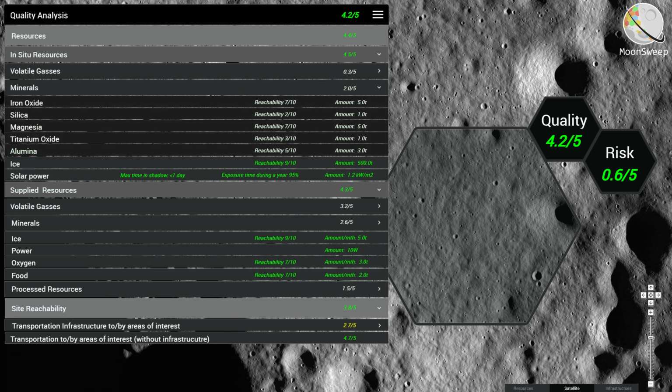In quality analysis, he will see details about availability of resources, both in situ or supplied, and how easily they can be reached. A reachability rating will be displayed. It considers both transportation infrastructure and roving vehicles.